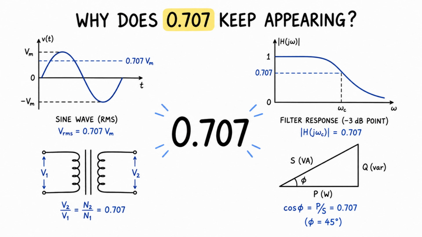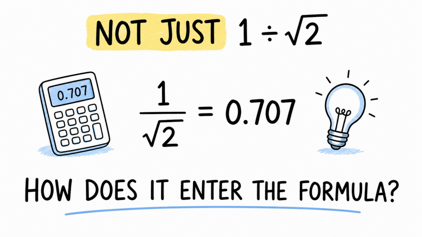Let us close by answering the question this video asked at the beginning. Why does 0.707 appear in every electrical formula? And the answer is not because it is 1 divided by root 2. That is what it is. The answer is about how it gets into each formula.